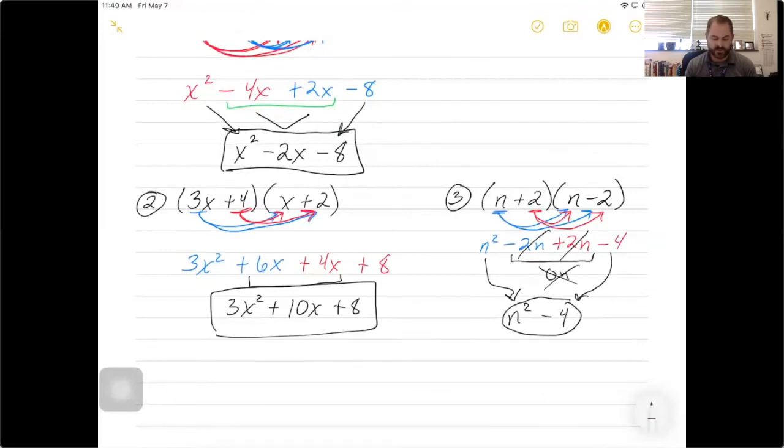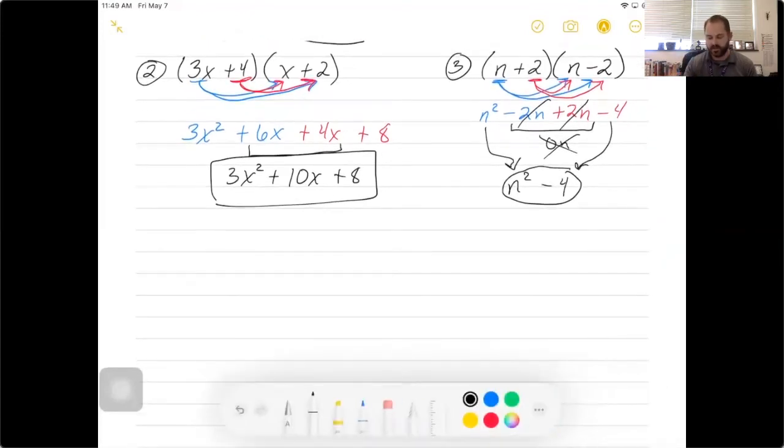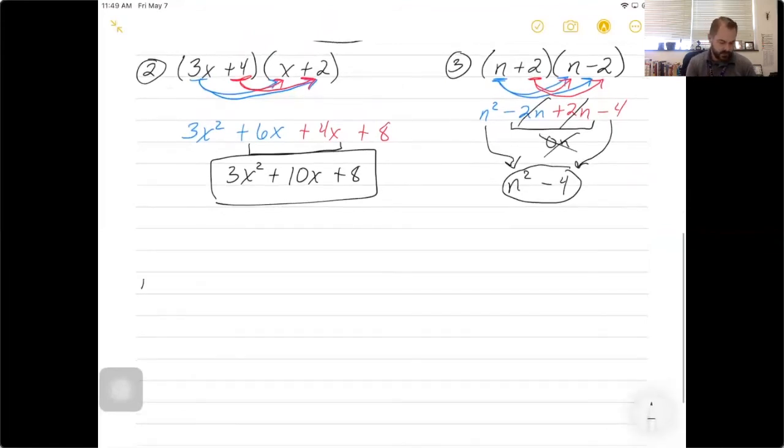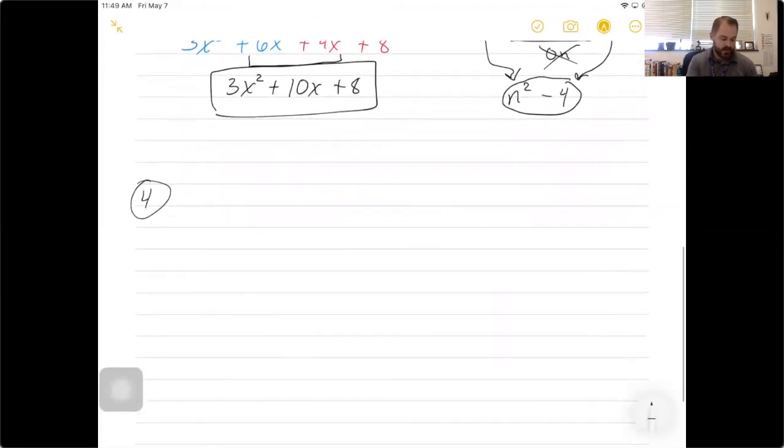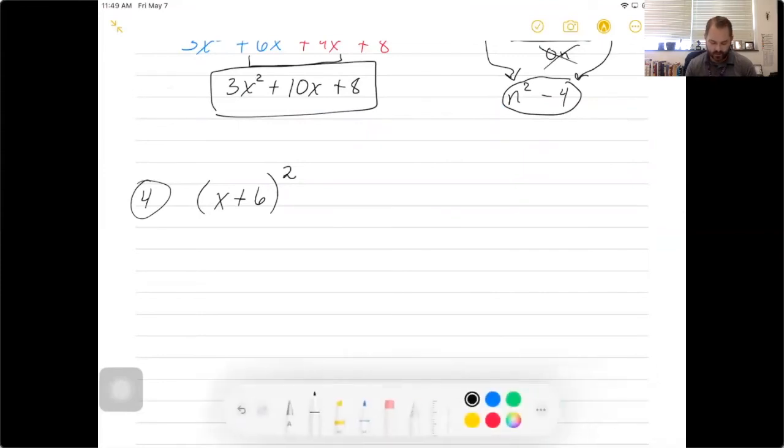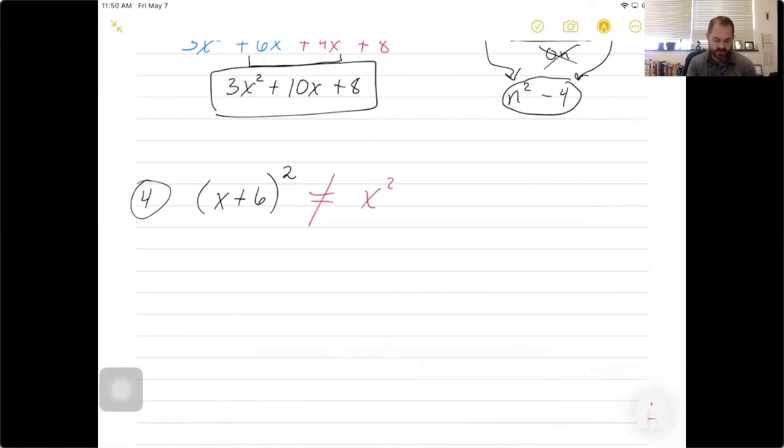All right, let's do another couple examples. And these are going to look a little different, but I'll explain how they're really the same thing we've been doing. Okay, number 4 here. You're again multiplying, but this time it's parentheses x plus 6 parentheses squared. Okay? Now, I want you to understand something. This is not equal to x squared plus 6 squared. You can't do that. That's not okay. That does not give me my answer.